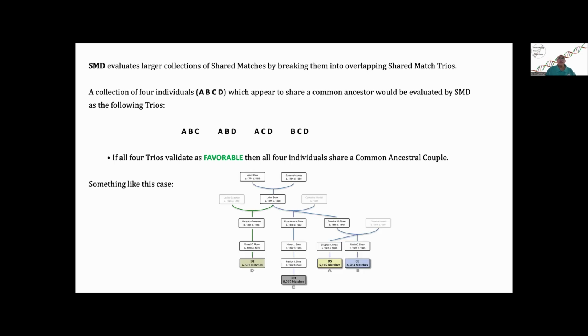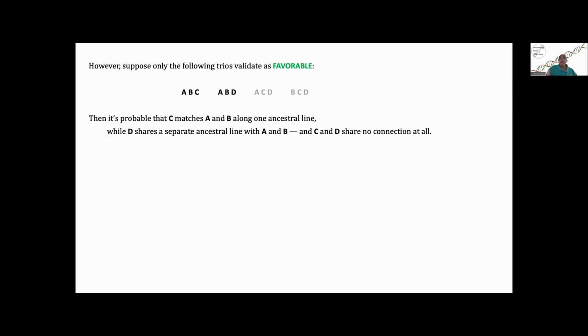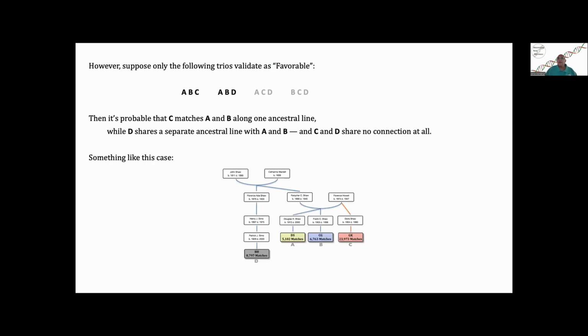Something like in this case here, I've taken from a set of DNA kits that I manage. All four of these individuals evaluate as favorable no matter how you combine them into different trios. However, let's imagine that only two of the trios validate as favorable. Then it's possible that individual C matches A and B along one ancestral line, while individual D shares a separate ancestral connection with A and B. And that would be something like this. Again, another example from one of my family trees where individual C matches A and B one way, individual D matches A and B from another line, and yet as a collection of four, they don't share a common ancestor.